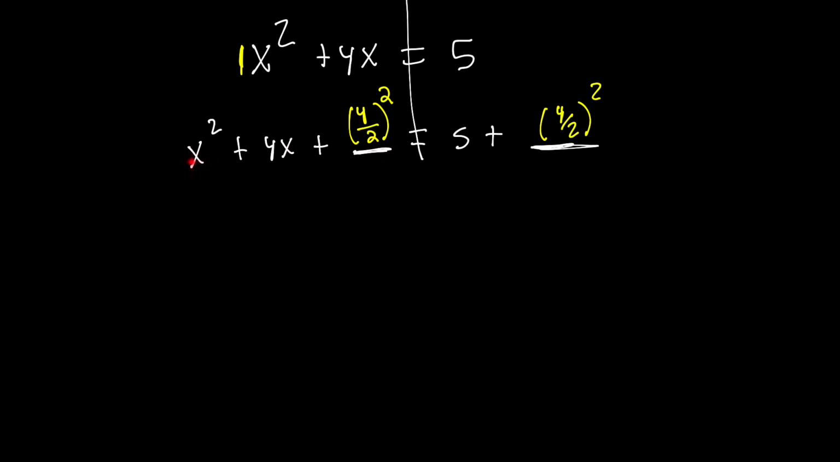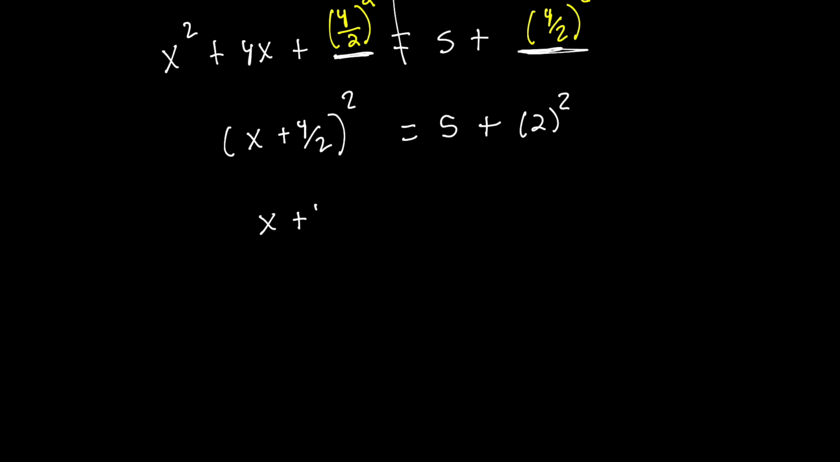On the left hand side, now that I have the perfect square trinomial, I'm going to go ahead and factor that as x plus 4 over 2 raised to the second power. And on the right hand side, I get 5 plus, and here 4 divided by 2 is going to give me 2. So 2 raised to the second power.